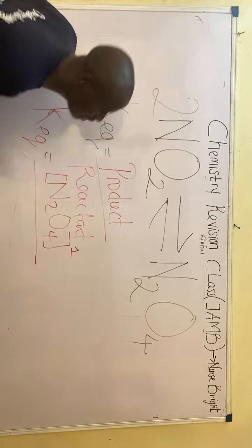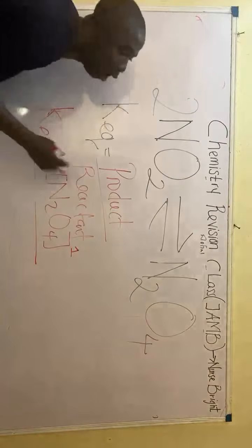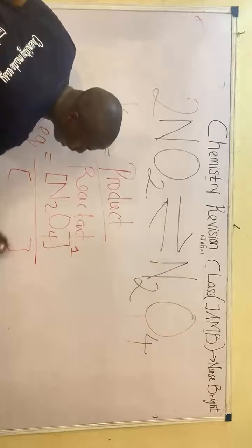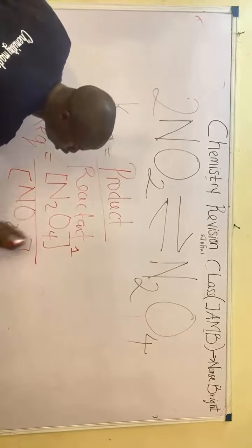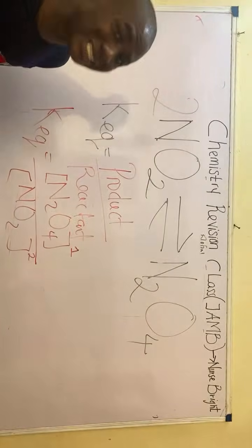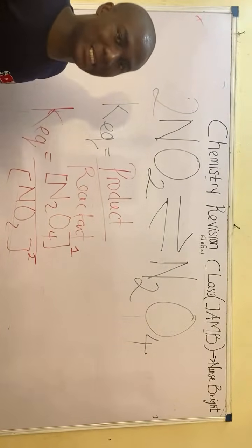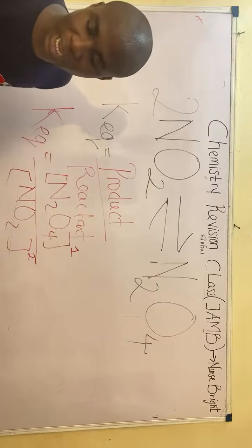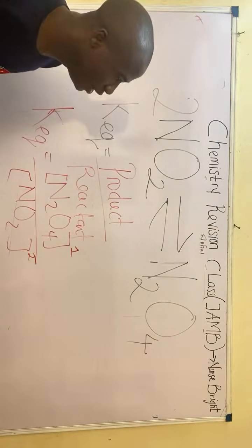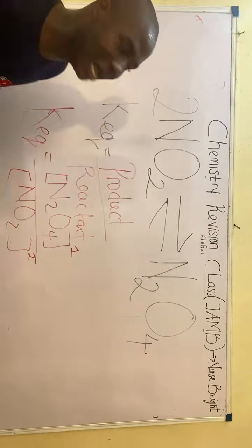I will now divide by reactant. My reactant, I'll pick it without what is standing in front of it. I'll write it in a bracket, which is NO2. And raise it to the power of my coefficient, which is 2. It's simple, class. This is how you write the equilibrium constant expression for a reaction. Product over reactant.